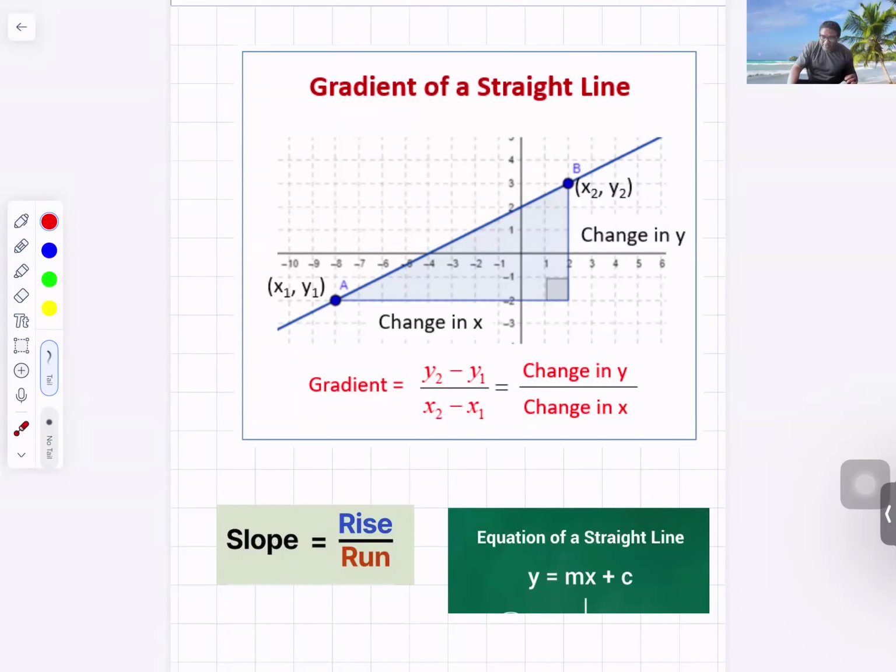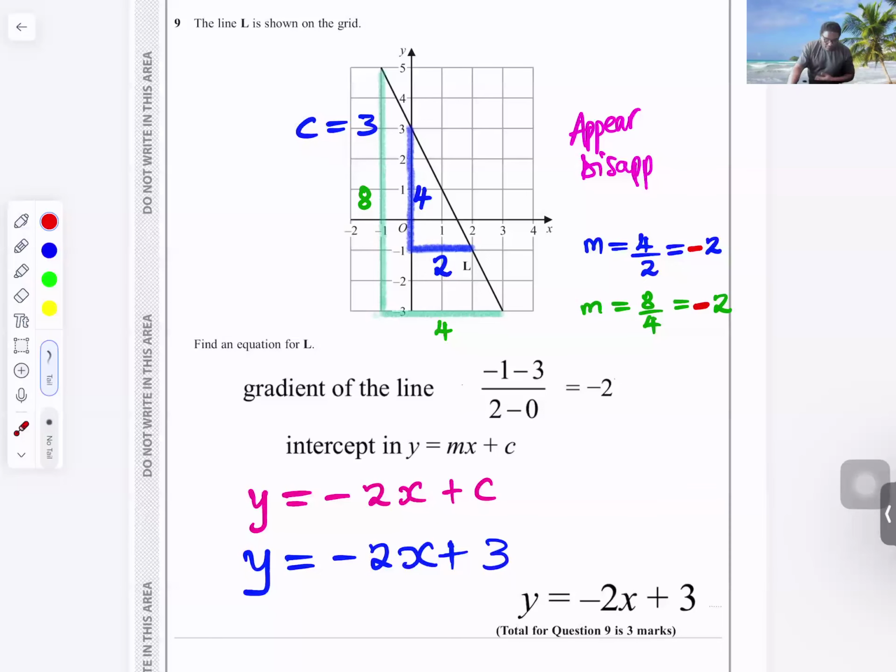Let's start question 9. Question 9, the line L is shown on the grid. So that's the line L there, put in red. Find the equation of the line. So we write y equals mx plus c. And all we need to do is to find m and find c.